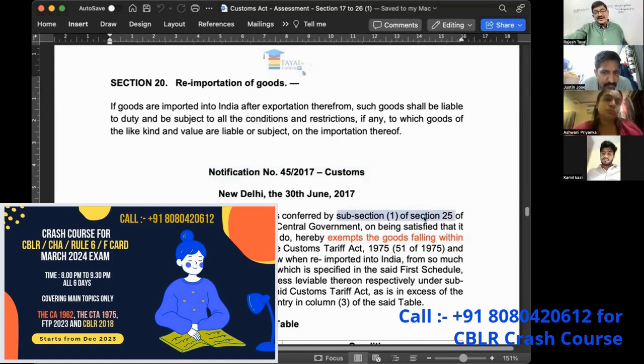Okay, so now why are we studying this under section 20? Because section 20 is saying that the imported goods will be treated the same way. I mean, the same duty is applicable even if the goods are being re-imported.